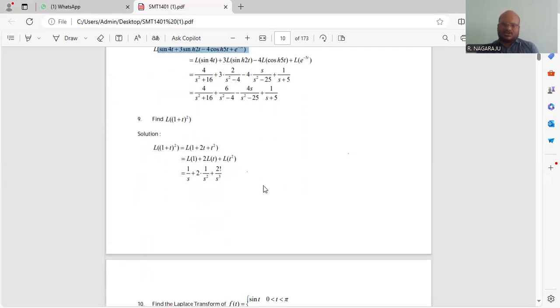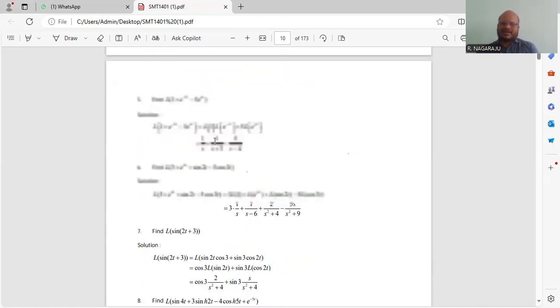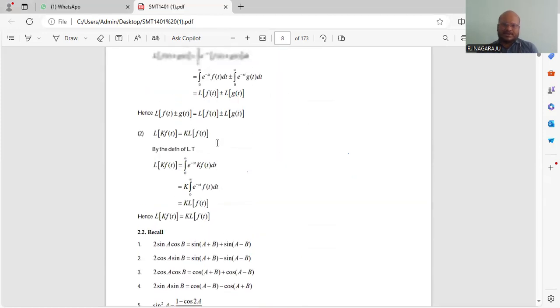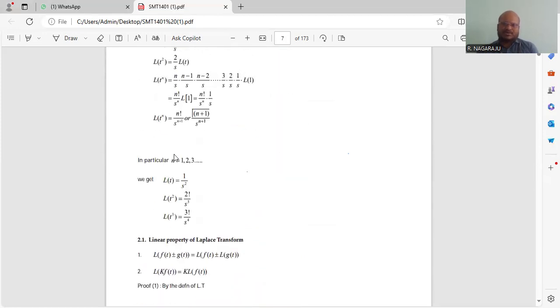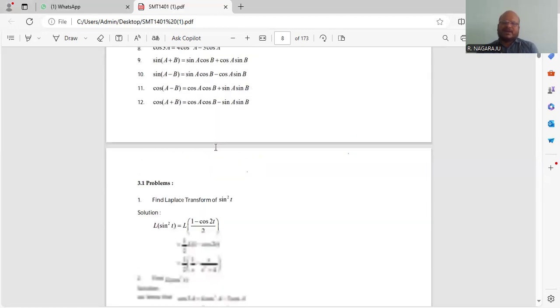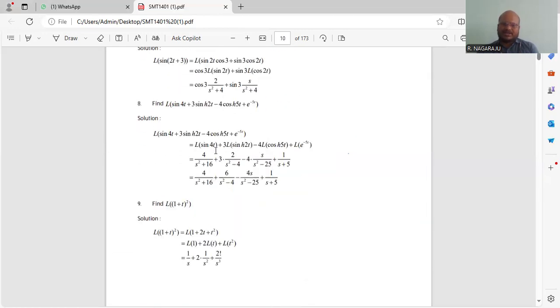And in the next one, a power is there. Now listen, there is only one formula, L of t power n. Where is it, I will show you. Only this formula is there. L of t power n is n factorial by s power n plus 1. But here, the function is not independent t power n.